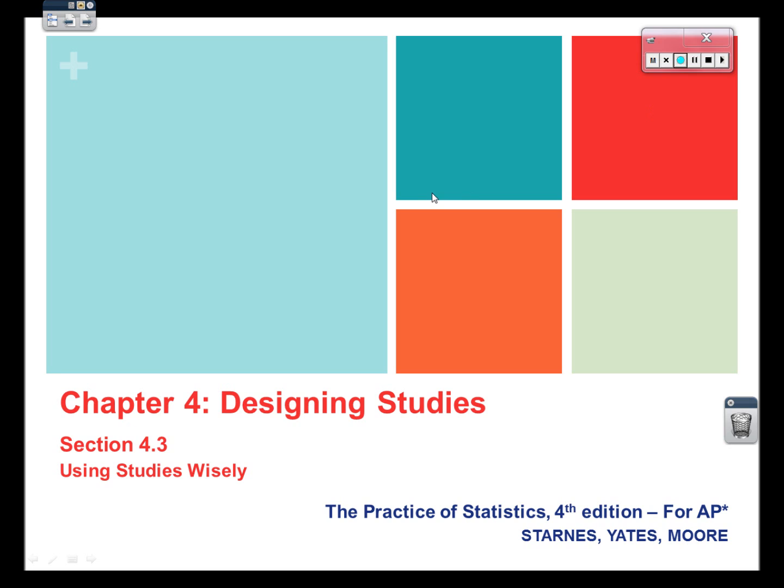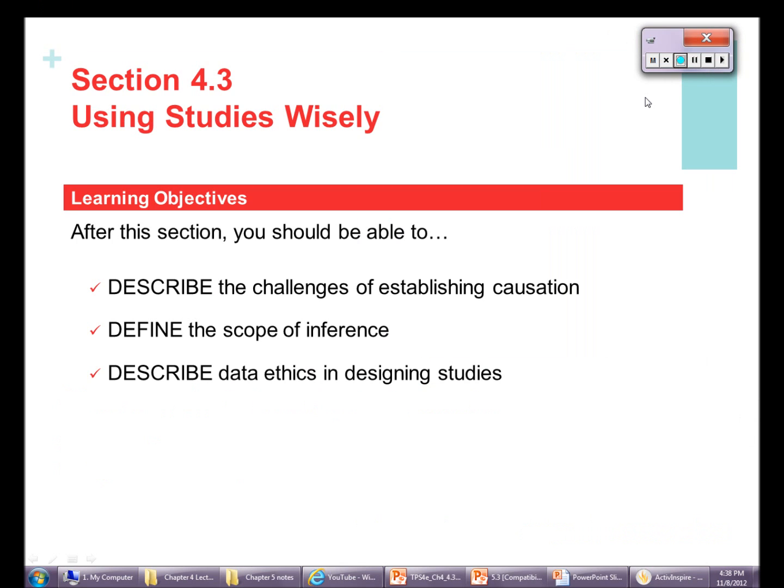The next part I want to talk about is just some loose ends from section 4.3 from your text. I'm going to highlight some of the main concepts right out of the textbook. You can follow along with the textbook if you so choose. The key points out of section 4.3 are describing the challenges of establishing causation, defining the scope of inference, and describing data ethics in design studies.